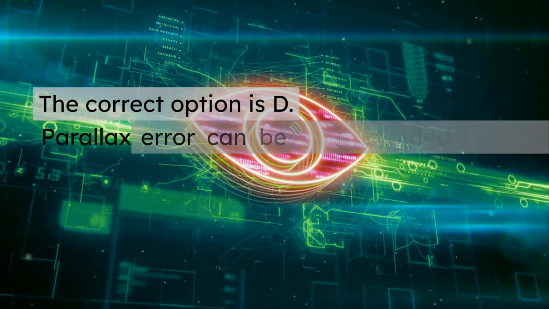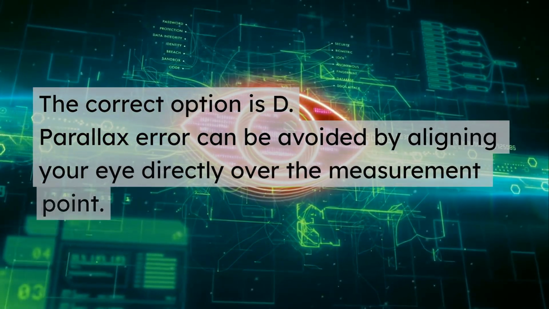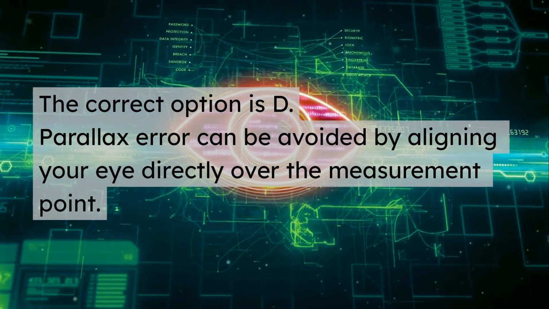The correct option is D. Parallax error can be avoided by aligning your eye directly over the measurement point.